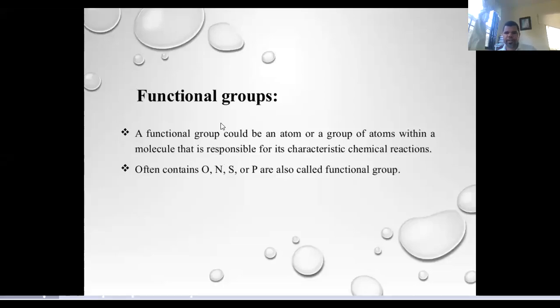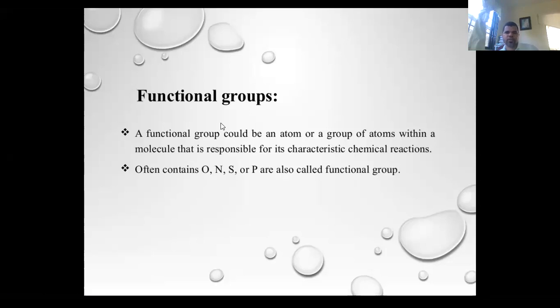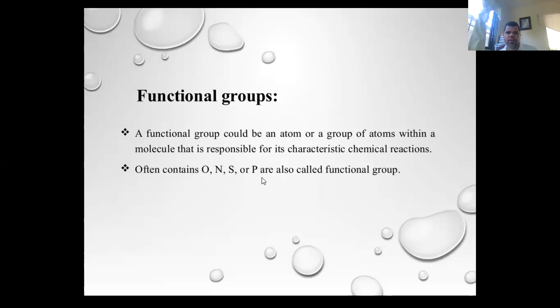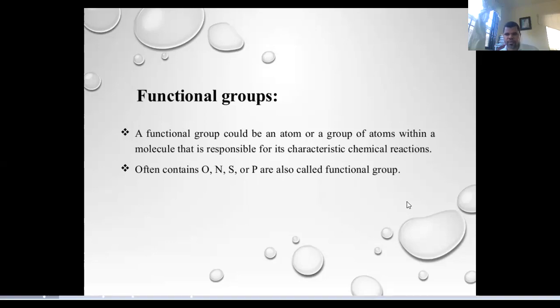All right, so in organic chemistry, there is a concept that we use, functional groups. And here you can see the definition for it. A functional group could be an atom, just a single atom, or a group of atoms within a molecule that is responsible for its characteristic chemical reactions. Most of the time, they contain oxygen, nitrogen, sulfur, or phosphorus. Okay? They are also called functional groups.